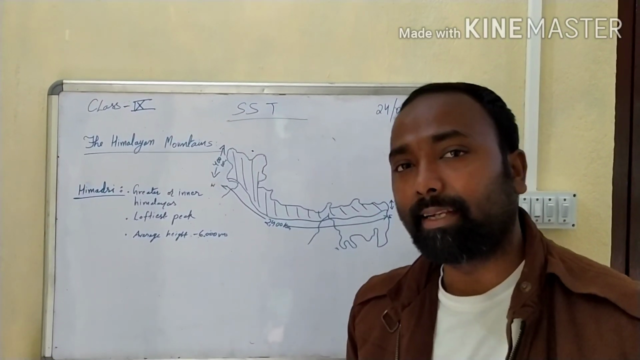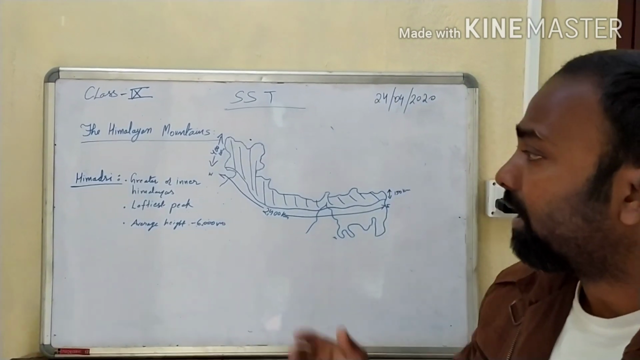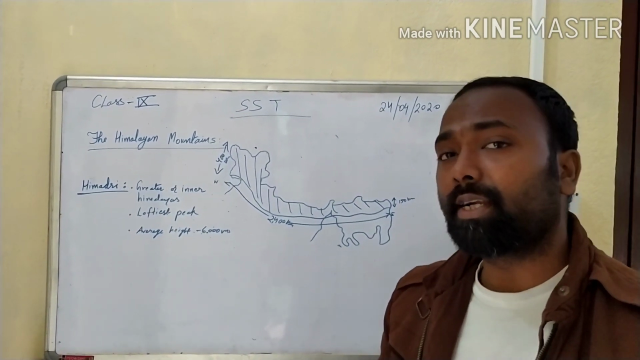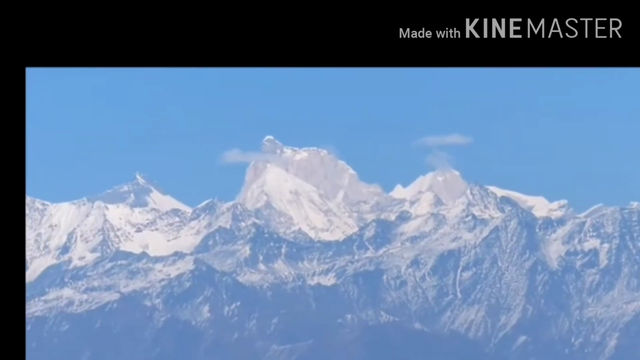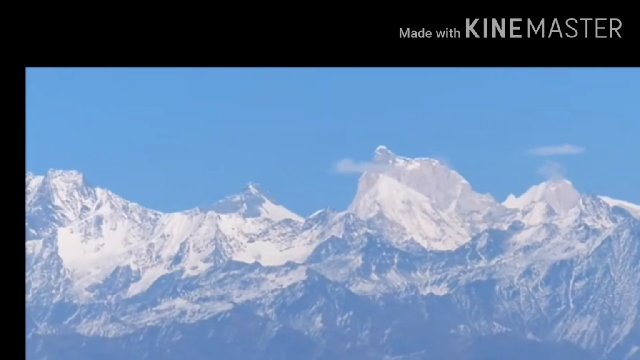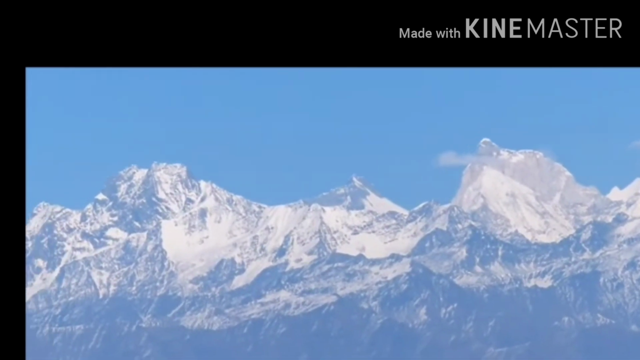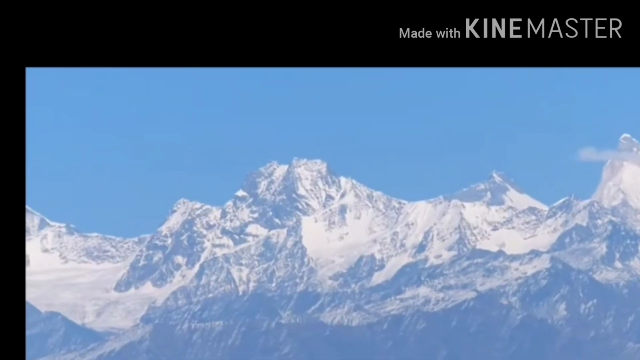Now let us understand the Himadri range. The Himadri is also called the Greater Himalaya or Inner Himalaya. The mountains in this range are called the loftiest mountains because they are always covered with snow, and the average height of the mountains in this range is about 6,000 meters.